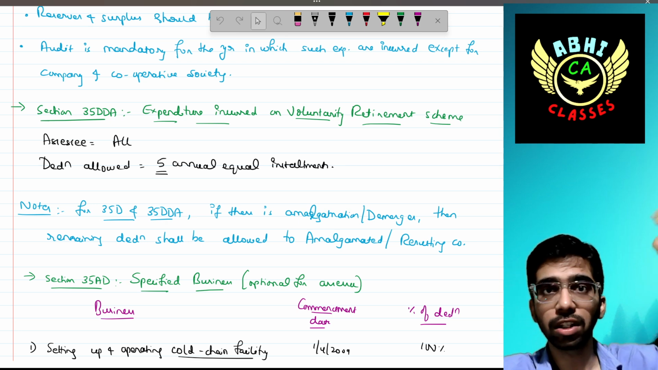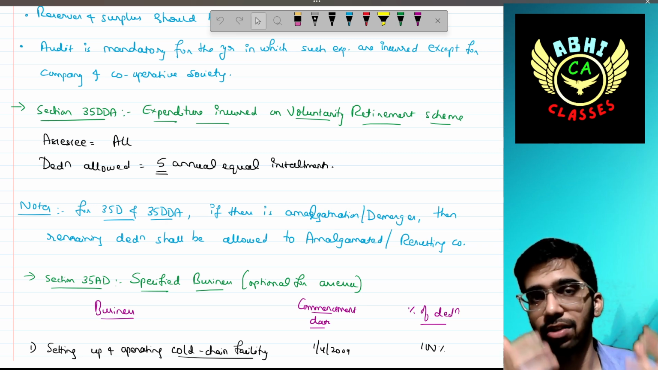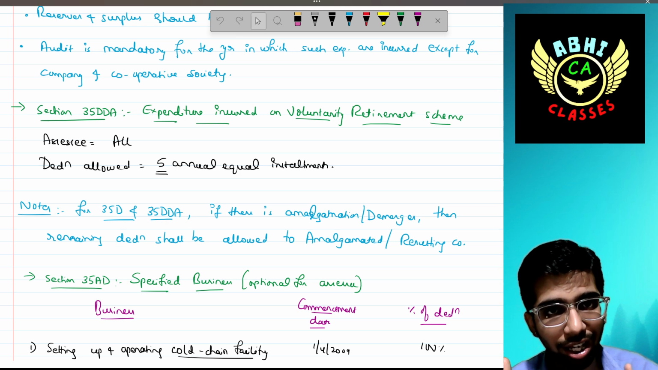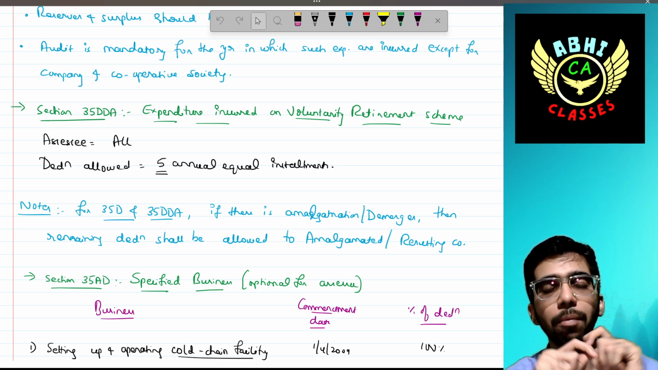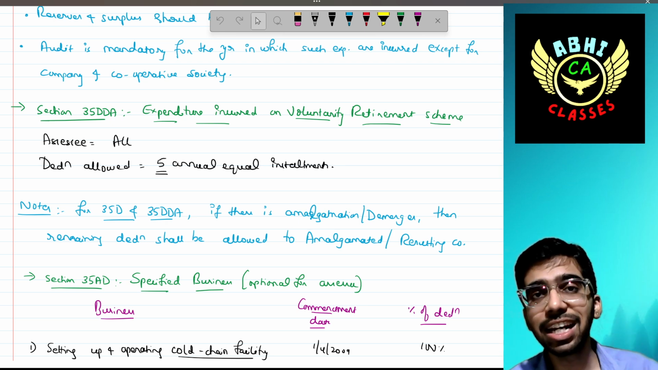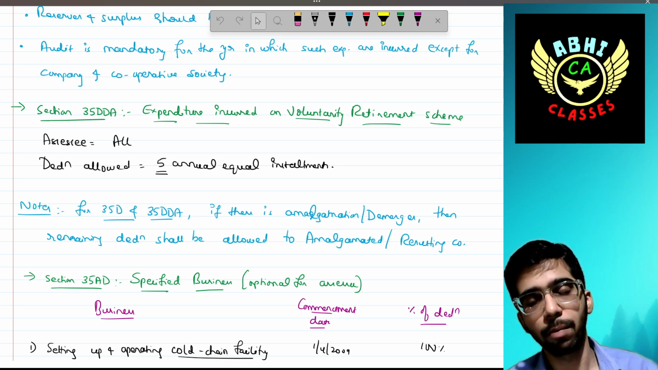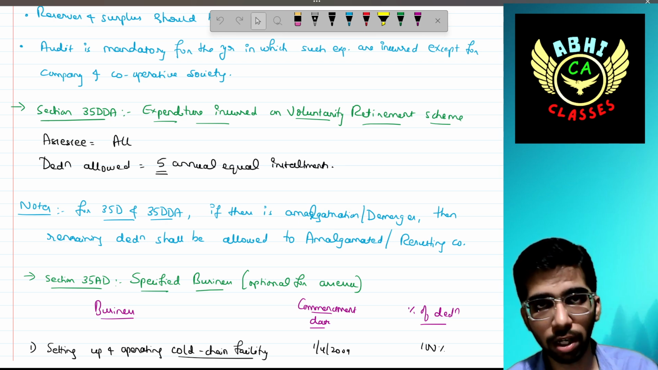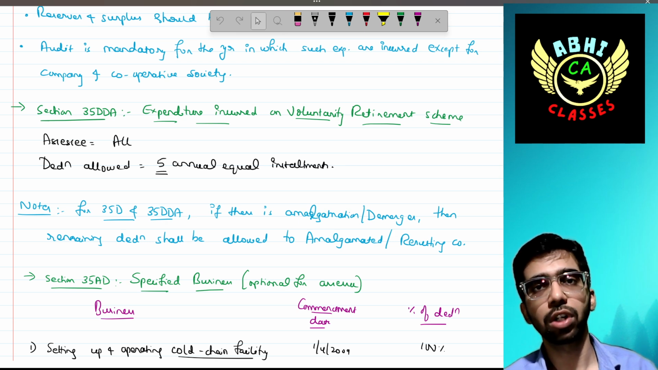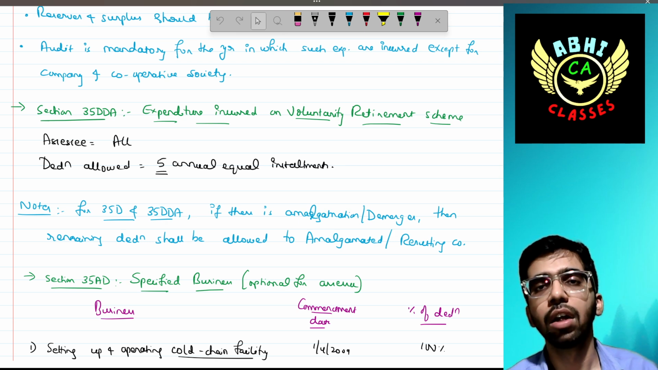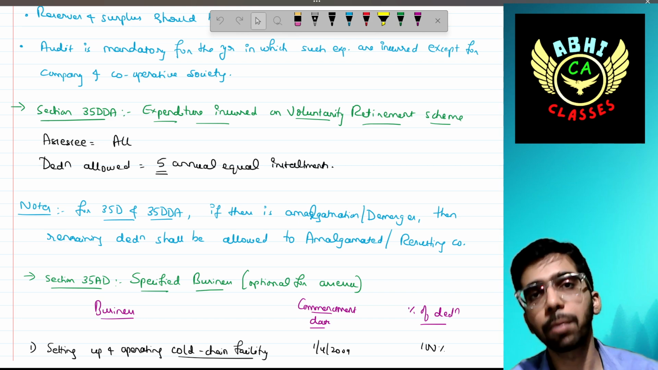Then section 35DDA, the expenditure incurred on voluntary retirement scheme. We have discussed the same in the topic of salary, but that was from the perspective of the employee. Now we are seeing it from the perspective of the business. It is applicable to all SSEs and forms part of your expenditures. Any expense incurred would be claimed as a deduction, but in 5 annual equal installments. Let's say for example 50,000 is an expense incurred on the voluntary retirement scheme, VRS. It should be divided into 5, that is 10,000 for each year, including this year, over the next 5 years.